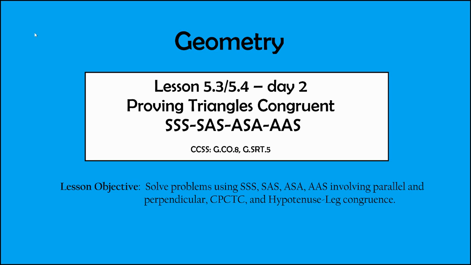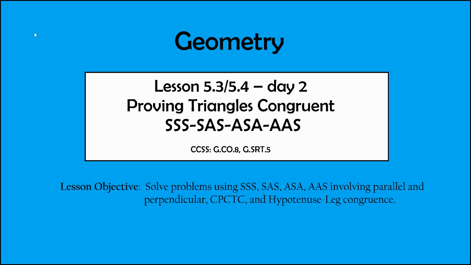All right, today we're going to do a second day of looking at combining lessons 5.3 and 5.4, which are proving triangles congruent using one of our four different properties that we've had, which is side, side, side, side, angle, side, or angle, angle, side. Today's work, we're going to bring in some added information about parallel or perpendicular lines. What if they are given information?